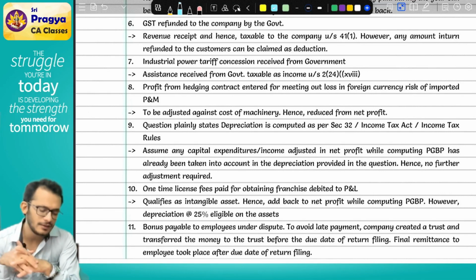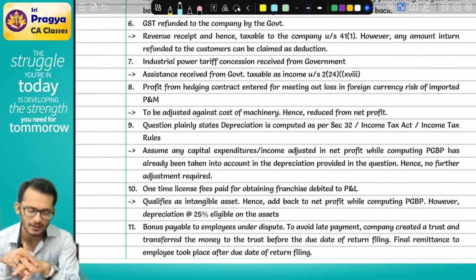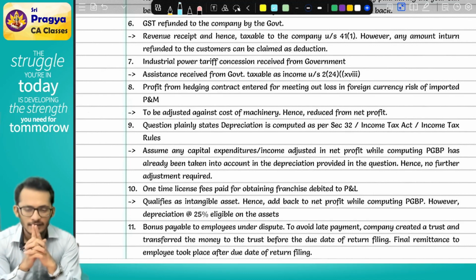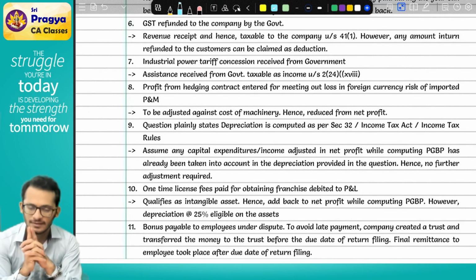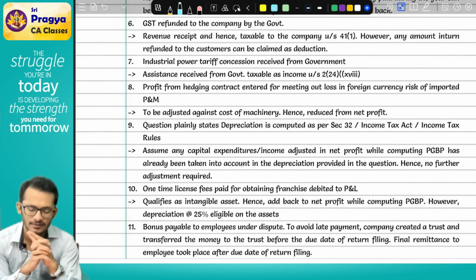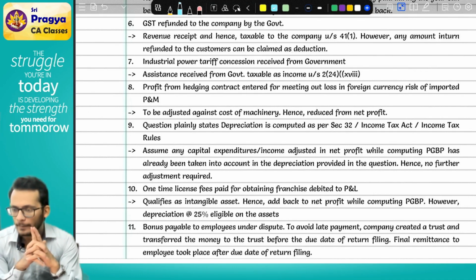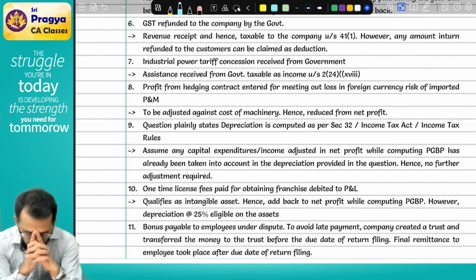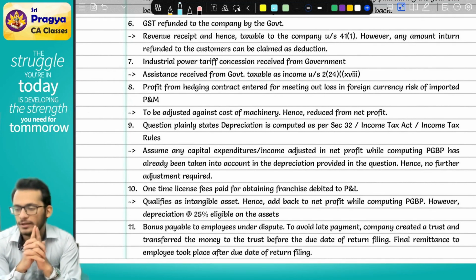Next one. Profit from hedging contract entered for meeting out losses in foreign currency risk of imported plant and machinery. I am saying there is any kind of profit you have got from hedging a contract which is entered into for meeting out losses in the case of foreign currency risk of imported plant and machinery. Imported plant and machinery. Look at the words very carefully. I notice a hedging contract.